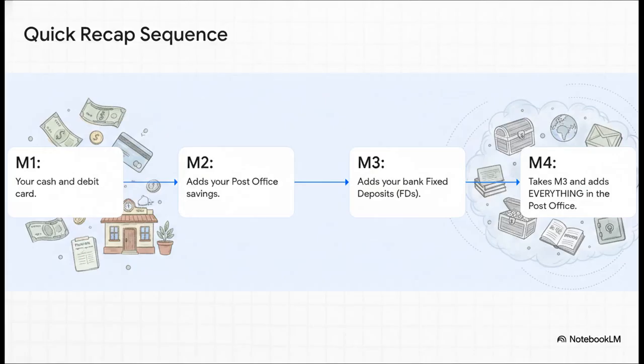See the pattern? And look, if you want the simplest takeaway of all, this is it. M1 is your daily spending money. M2 adds your post office savings to that. M3 goes back and adds your bank FDs, and M4 just throws in everything else from the post office. See? Not so complicated after all.